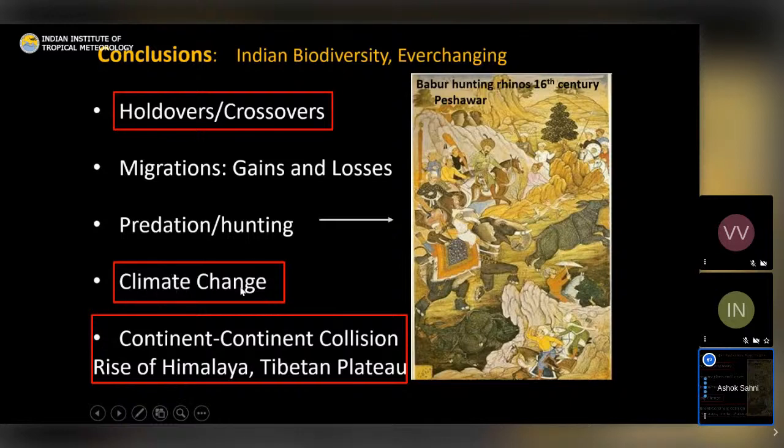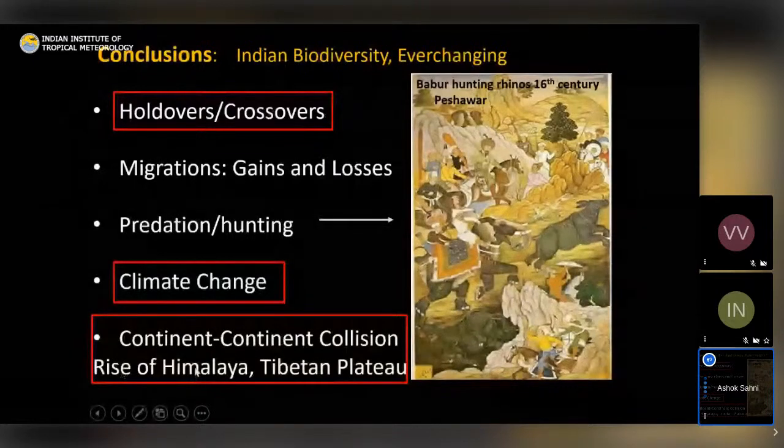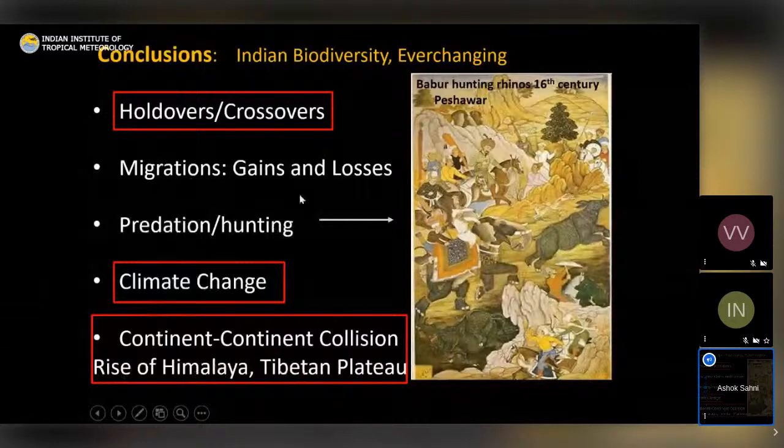I've kept on mentioning how climate affects biodiversity. Basically, you change the climate, you change the biodiversity. And in addition, in India, you had several tectonic features. You had the continent-continent collision, resulting in the rise of the Himalayas. So again, climate changed, and then you have the Tibetan Plateau. So since India is a special tectonic entity, the biodiversity will also be special.